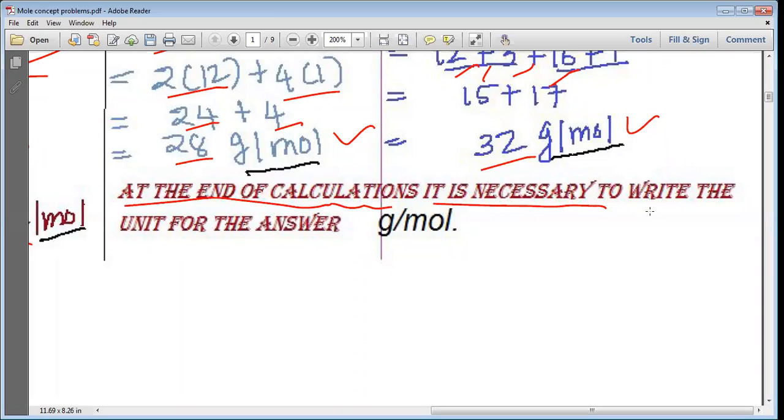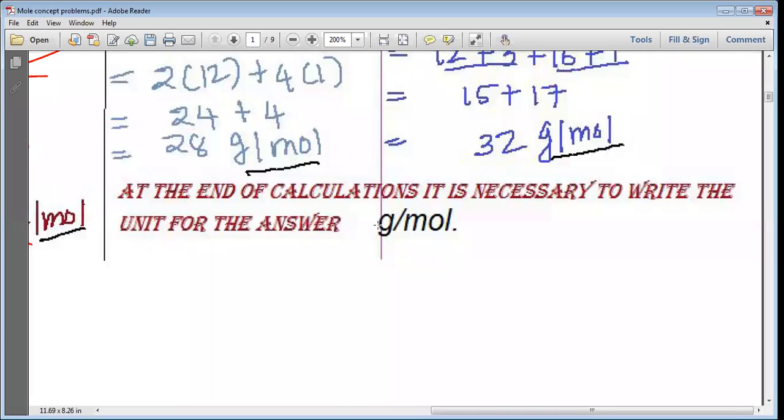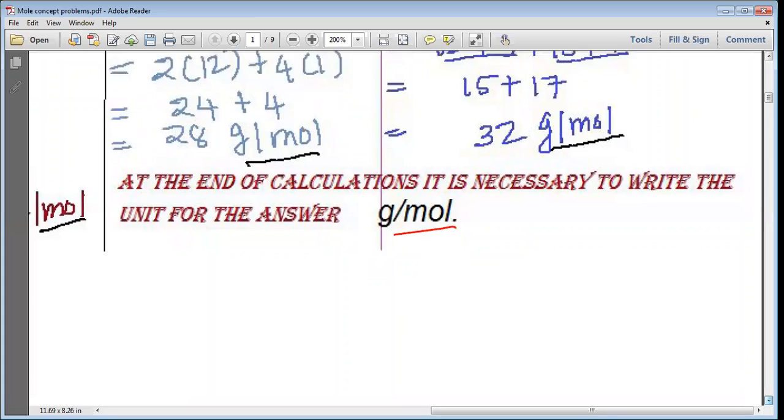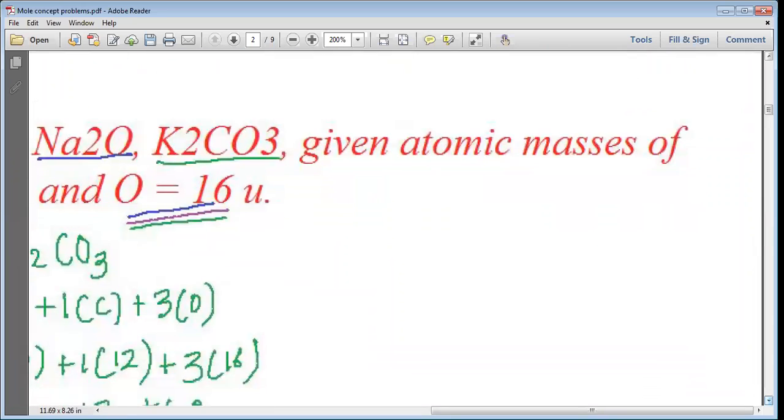is necessary to write the unit for the answers. Please remember that whenever you do such calculations, it is necessary that you write the unit for the answers. When you calculate the molar mass, you generally write the unit gram per mole for your answers. So please do not forget.